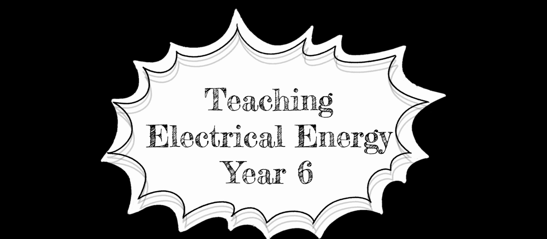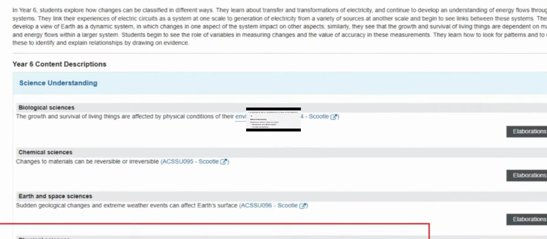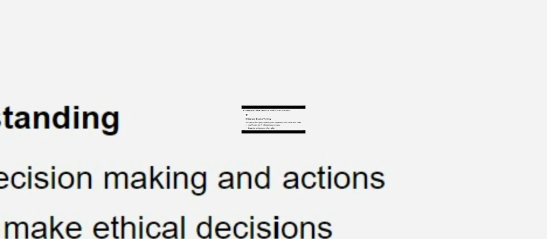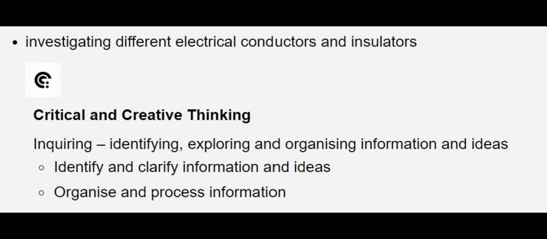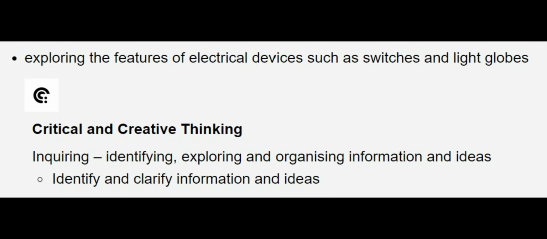This unit dove into the Year 6 Science Understanding strand, specifically physical science and the ways electrical energy can be explored in the classroom. The content description used was that electrical energy can be transferred and transformed in electrical circuits and can be generated from a range of sources. The 3 elaborations, which are easily interrelated and could be incorporated into an electrical energy unit, include recognizing the need for a complete circuit to allow for the flow of electricity, investigating different electrical conductors and insulators, and exploring the features of electrical devices such as switches and light globes.